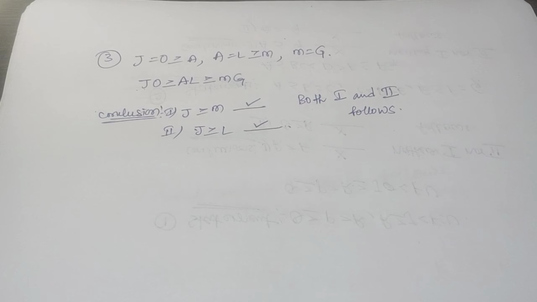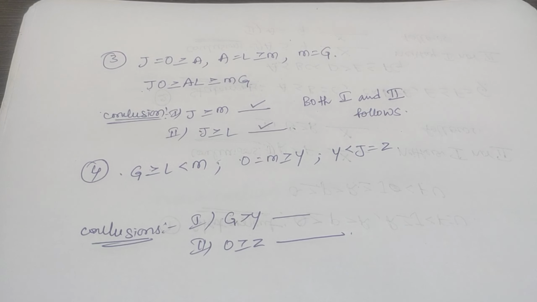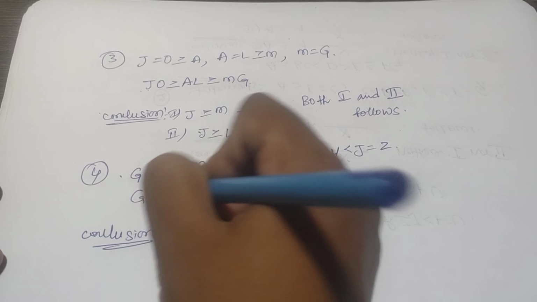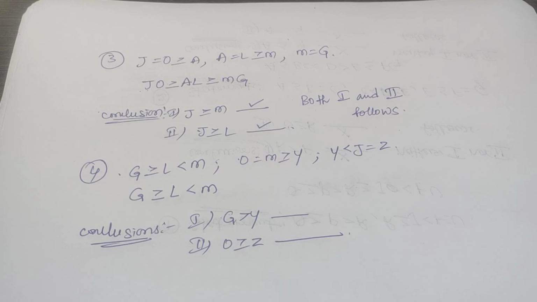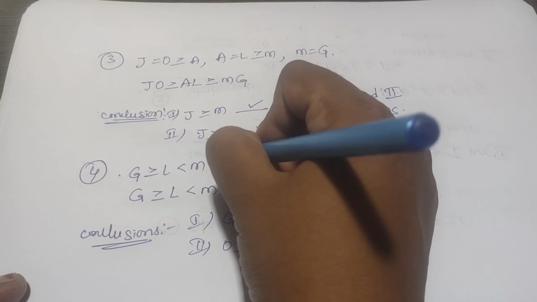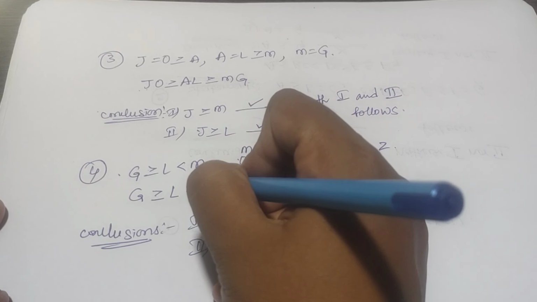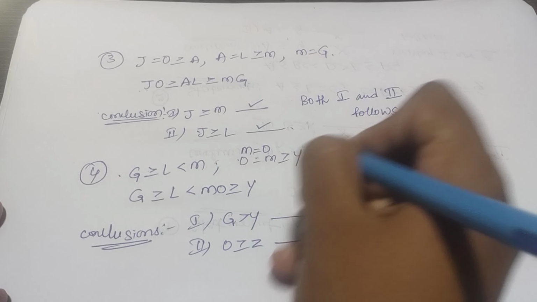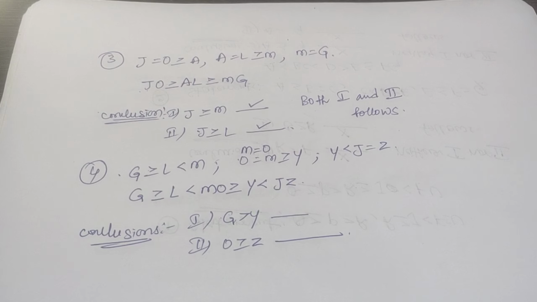Right? Now another example. Here these are the statements. Now we have to merge these statements. Okay. G is greater than or equals to L, L is less than M. Here O is equals to M. How can we write this? M is equals to O. We can also write this as M is equals to O. So, M, O and greater than or equals to Y. Y is less than J and Z. Right? This is the single equation we got here.